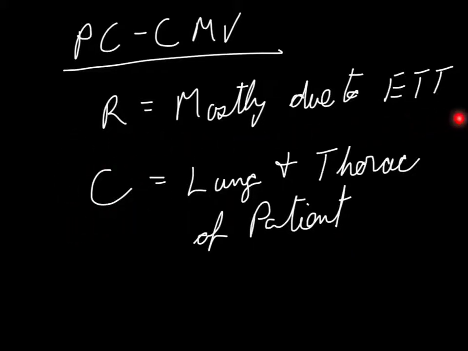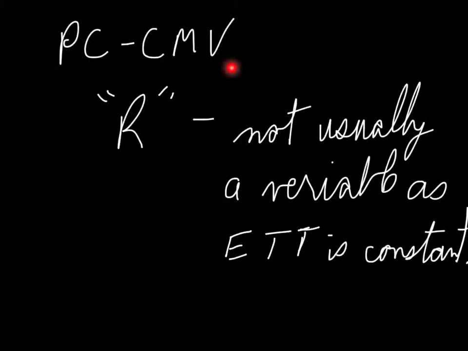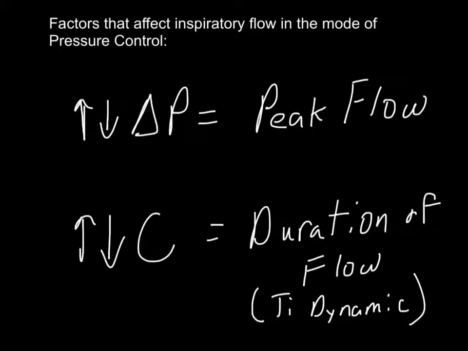The resistance doesn't usually change in our circuit when we have the mode of pressure control CMV established on our patients. So what this means to me in pressure control CMV is that resistance, there's not much I can do about it. And it's not usually a variable as the endotracheal tube is constant. So we're not going to talk about it very much because it doesn't change very much. I mean, the patient might bite down on the endotracheal tube. Certainly it has a factor if you used a larger as compared to a smaller endotracheal tube. But once the mode of pressure control CMV is established on a particular patient, the resistance is usually established and set.